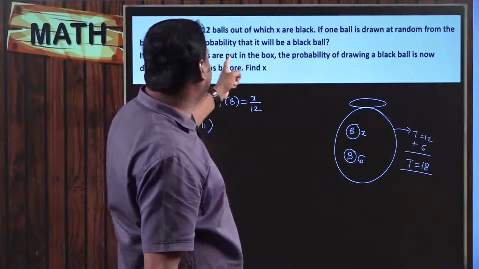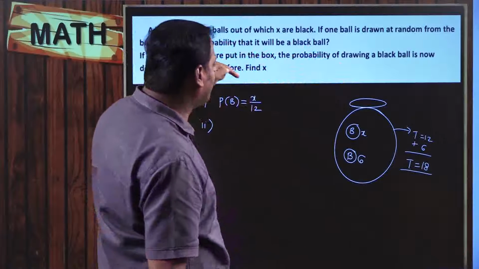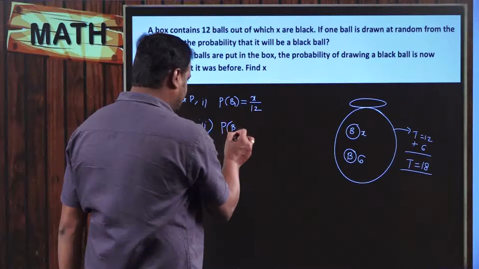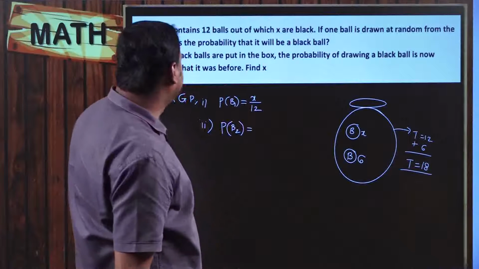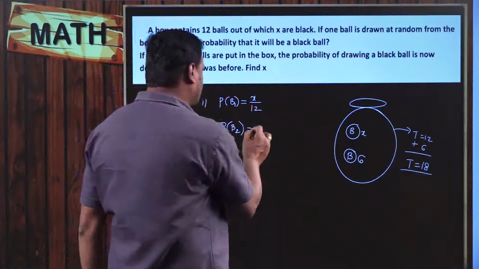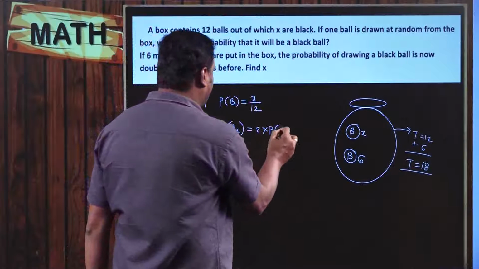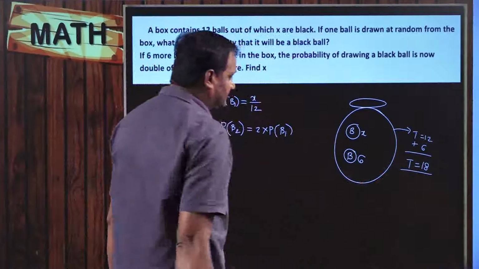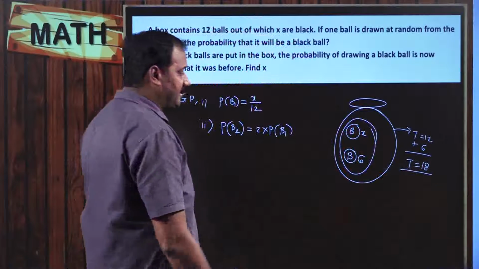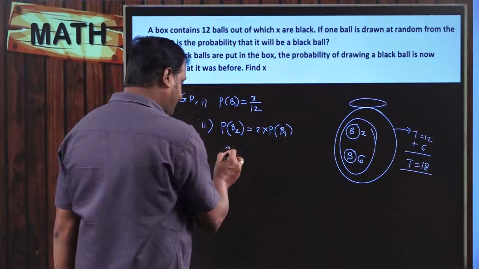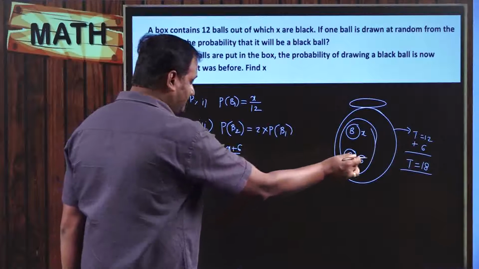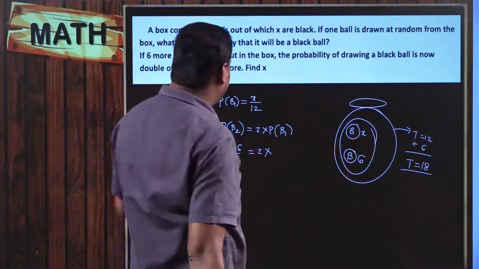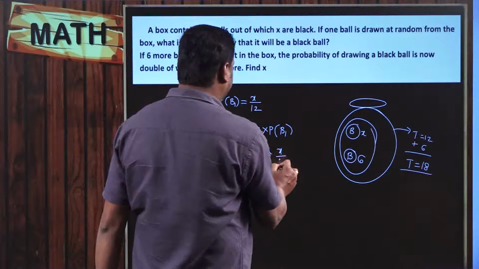If 6 more black balls are put in the box, the probability of drawing a black ball now, in the second case, is double of what it was before. So it is 2 times the probability of drawing a black ball in the first case. The total number of black balls is X plus 6, so X plus 6 divided by 18 is 2 times X divided by 12.